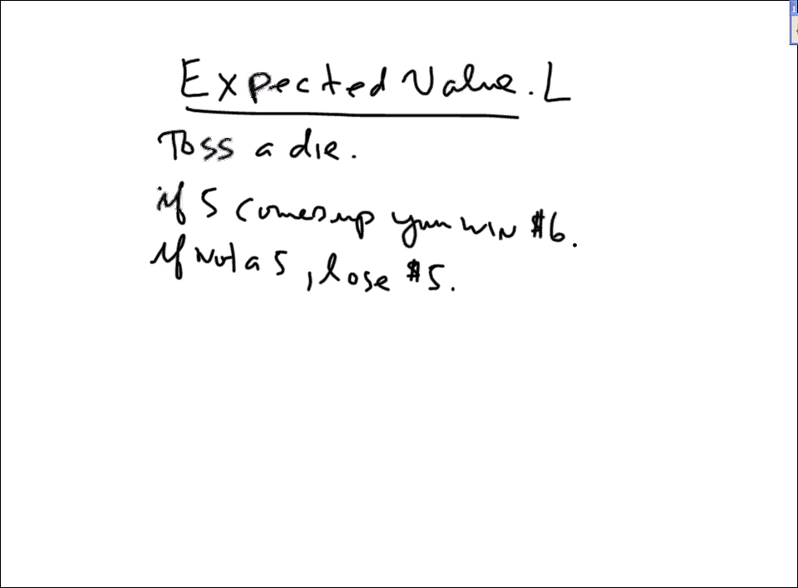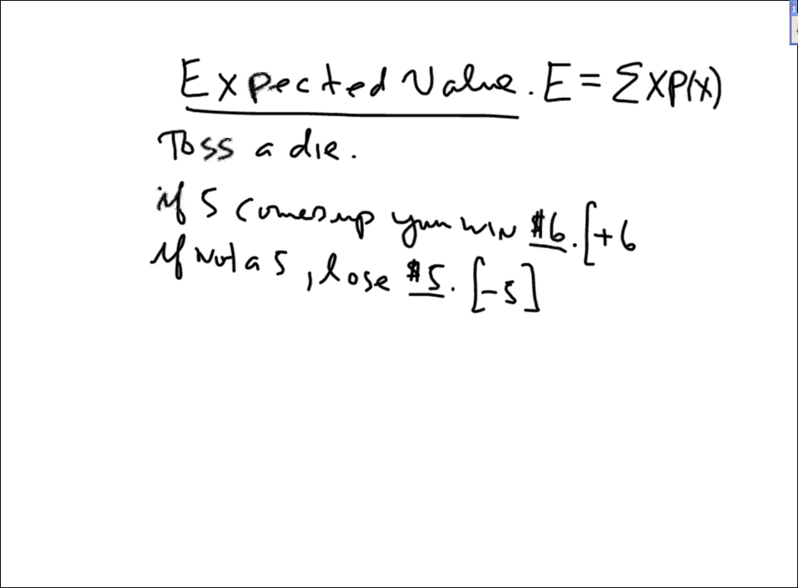Expected value is denoted by E. And the formula is just the average. If you add up x times p of x. And x is the random variable, how much you win or lose. Remember, if you lose, it's minus 5. If you win, it's plus 6. Those are the x's, plus 6, minus 5.